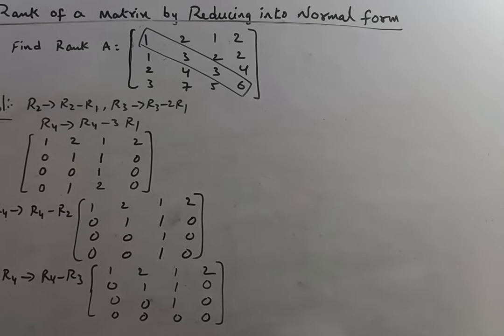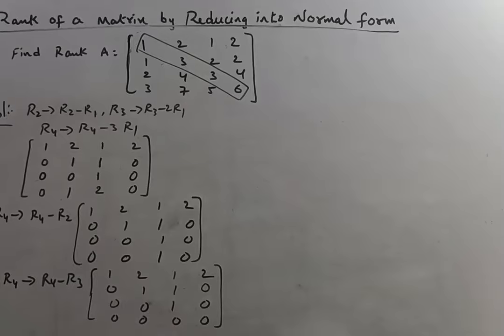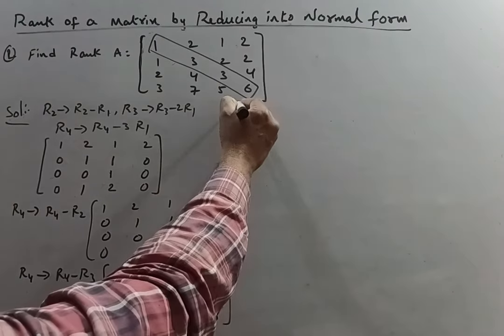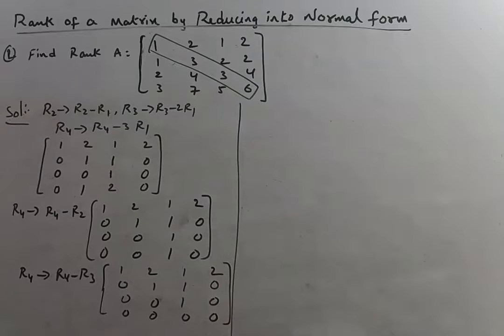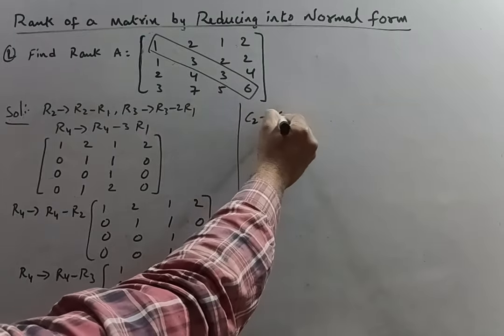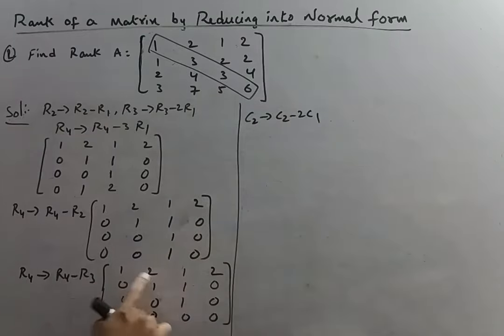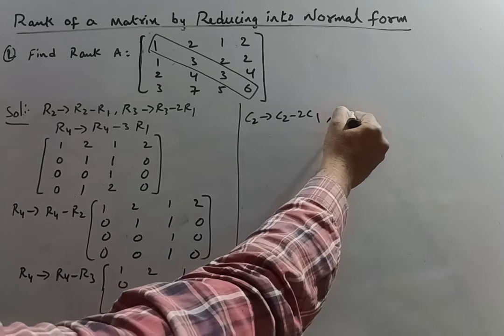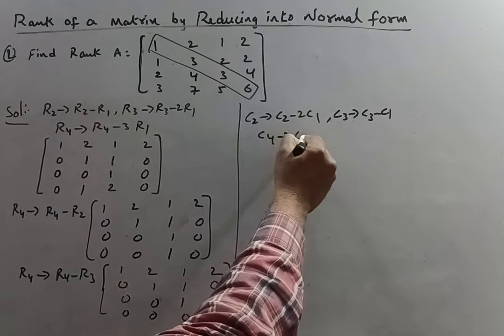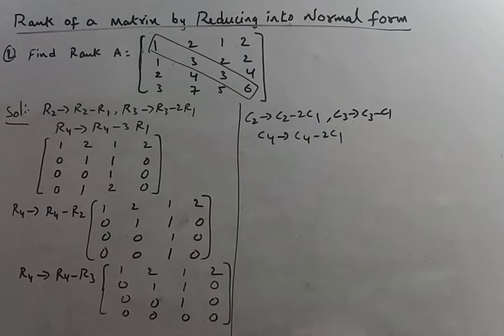Now what we have to do? We have to make above the diagonal elements 0. So how to make above the diagonal elements 0? By using column operations. So first these 3 places we have to make 0. So C2 changes to C2 minus 2C1. C3 changes to C3 minus C1. C4 changes to C4 minus 2C1.